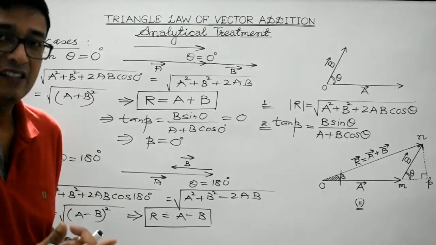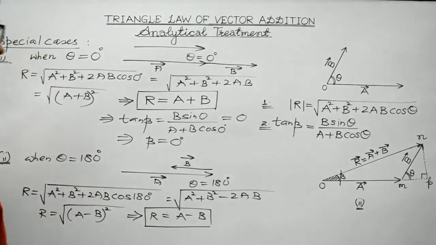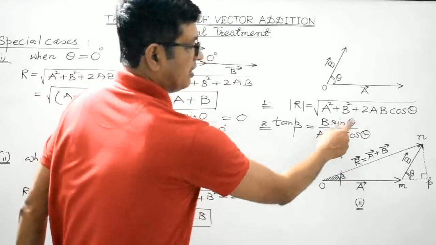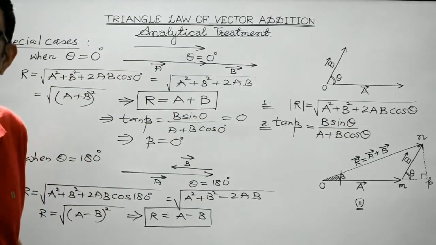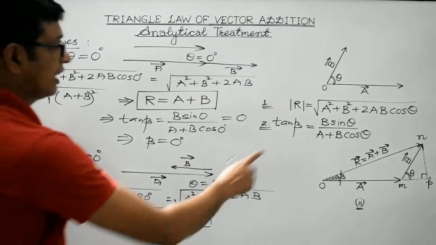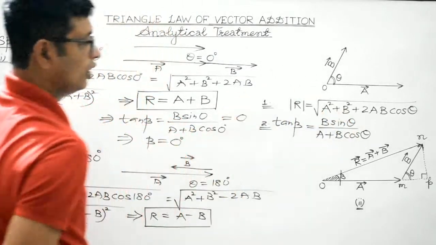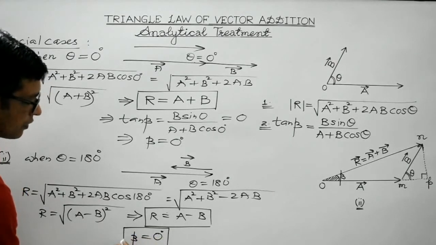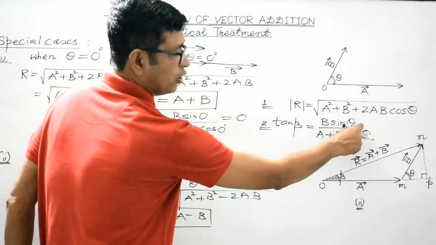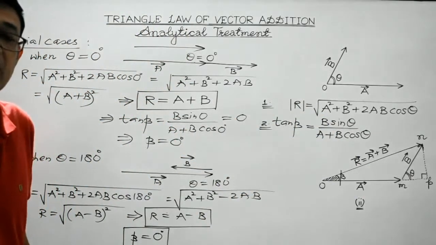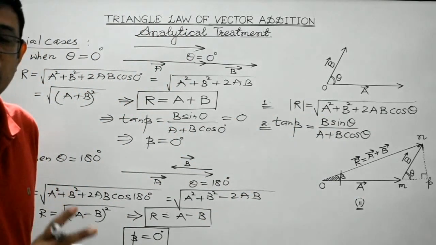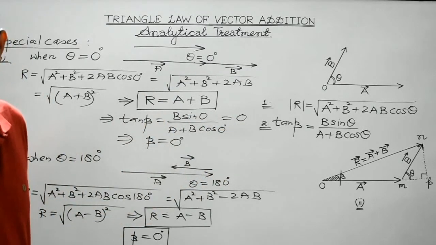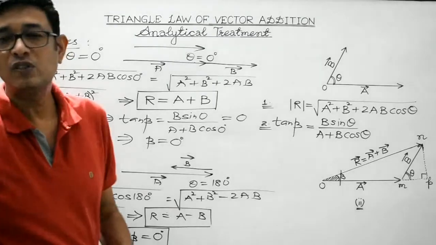B minus a if b is greater than a. And what about the direction? Over here also, theta is 180 degree. Sin 180 degree is 0, isn't it? Sin 180 degree 0 means tan beta is 0. So here again, beta would be equal to 0 degree. Substitute the value of theta as 180 degree over here, you will get tan beta equals to 0, which means that beta is 0. So resultant will be directed along the direction of the dominating vector, which in this case is a vector. So students, what's the conclusion of case 2?